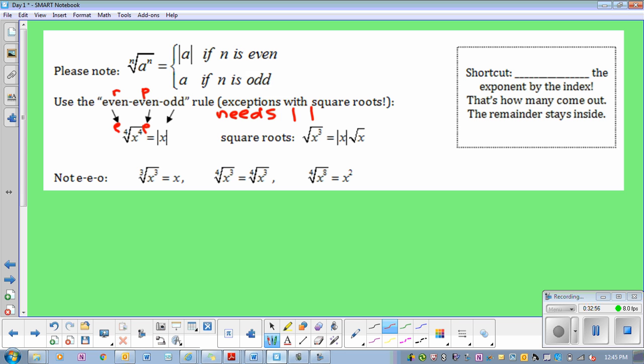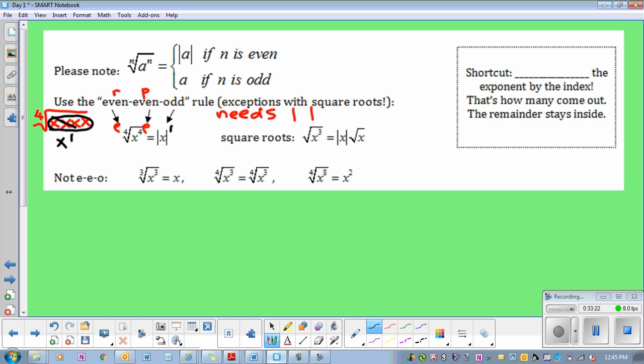What's the 4th root of x to the 4th? Well, 4th root: 1, 2, 3, 4. How many do I need in the group in order to come out? 4. Okay, so then just a regular old x comes out, right? What's the power on this x? The 4. No, the one that came out. 1. So it went even, odd.